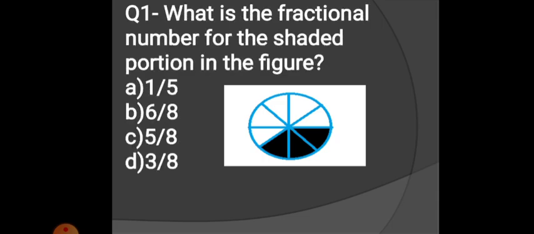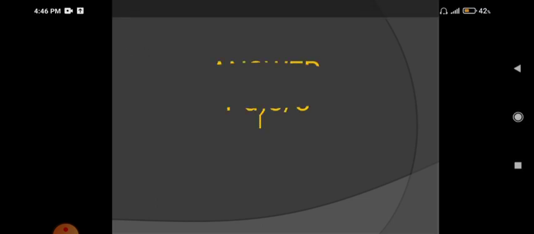Question 1 is, what is the fractional number for the shaded portion in the figure? Options are A 1 upon 5, B 6 upon 8, C 5 upon 8, D 3 upon 8. So you must choose the option and then we will see the answer. So now let's check the answer. The answer is option D 3 upon 8.